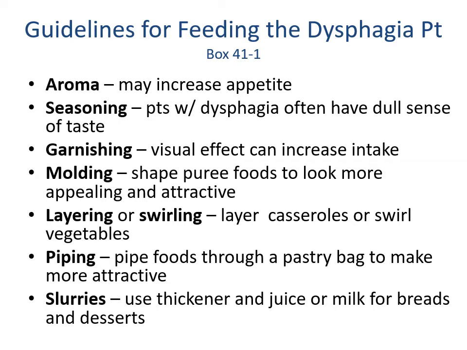Piping makes things a little bit better than just a plate of liquid, and then slurries, using thickener and juice for milk or breads and desserts. It's almost dough-like, but it's a way of making desserts that are still a little bit thicker. They still have the same sweetness, but they're going to be safer for these dysphagia patients.